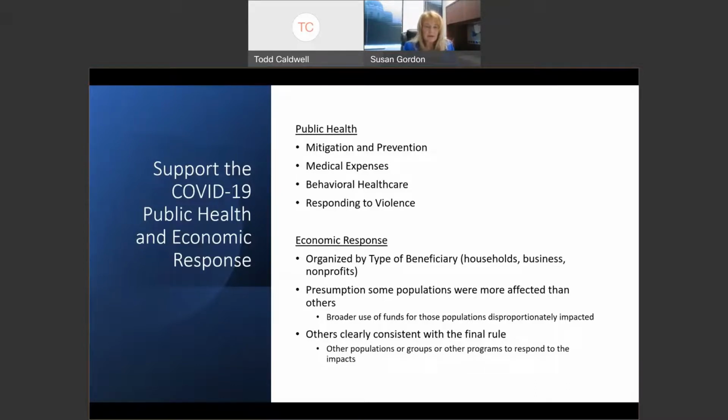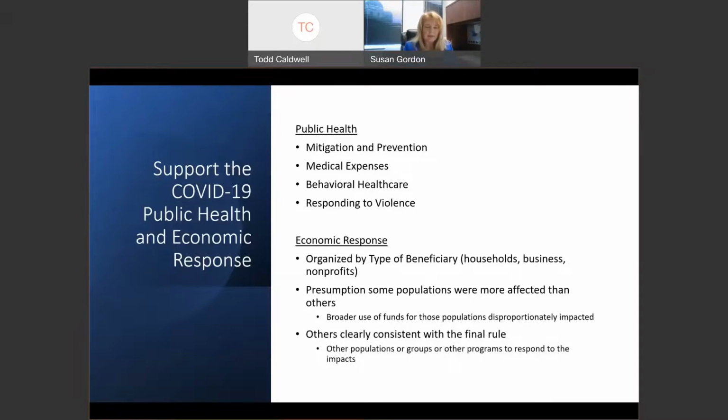As far as the economic response, the final rule has organized the response by the type of beneficiary that you might consider, like households or businesses or not-for-profits. And then the final rule gives a lot of direction on presumptions of some populations that are more affected than others. And if you do have some of those populations that are more impacted, then there's a broader use of funds for those that are disproportionately impacted. So you'll want to take a look there if that is something that your city or town is considering as far as an economic response.